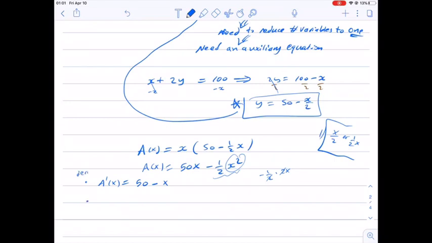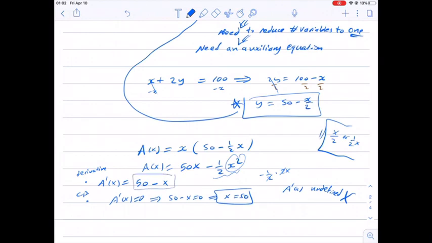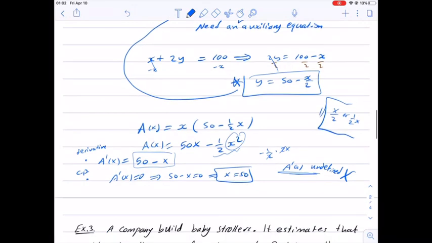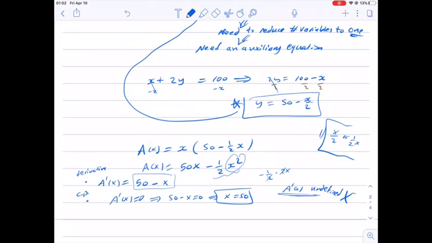Now we want to find critical values, so from the derivative we find critical points. We set this equal to 0, and that means 50 minus x equals 0. We solve for x equals 50. The second case is that A prime of x is undefined, but this is not true. It's defined everywhere because this is a polynomial. We don't have a variable in the denominator, so we don't have any problem with this function. That means we don't need to worry about where the derivative is undefined, because it's defined everywhere. So the point is x equals 50. This is the critical point.